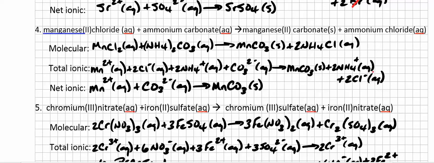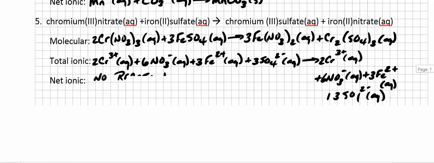Let's find our spectator ions. Well, I've got 2 Cl minuses here. I've got 2 Cl minuses here. What else? I've got 2 NH4s there. I've got 2 NH4s there. Those are spectator ions. Everything left is my net ionic equation. So we have Mn2+ aqueous plus CO3 2- aqueous, yields MnCO3, this time solid. And now the last problem.